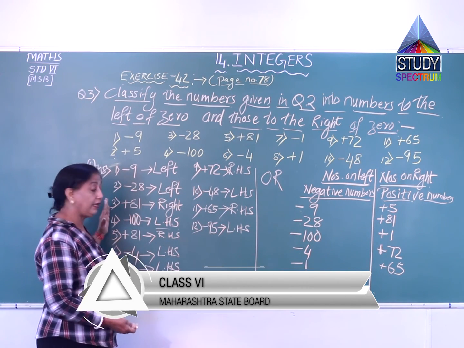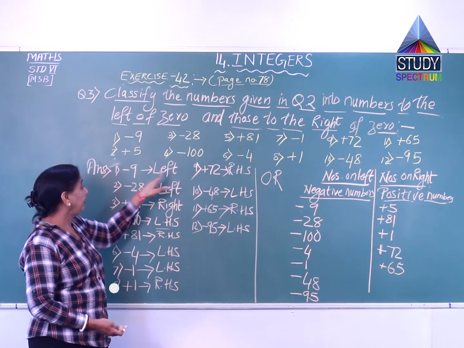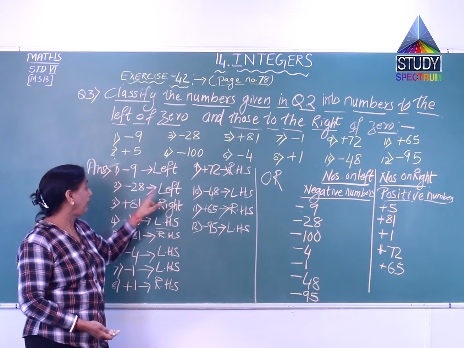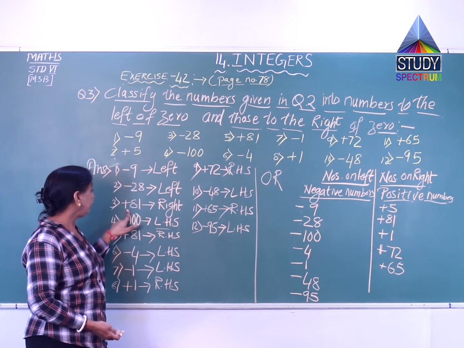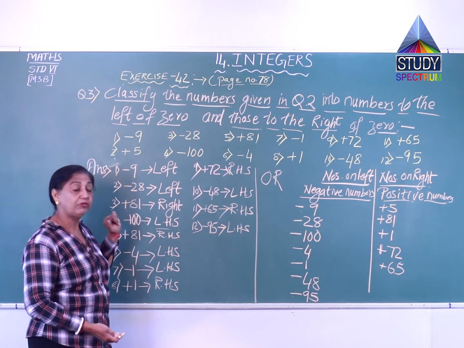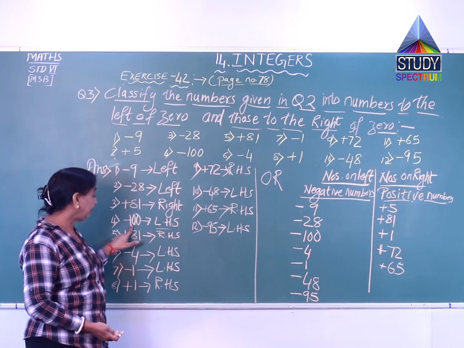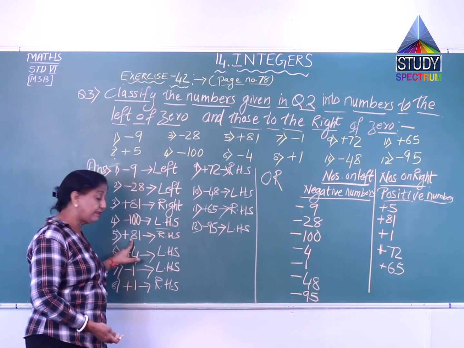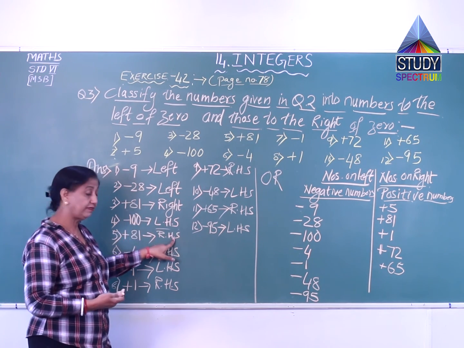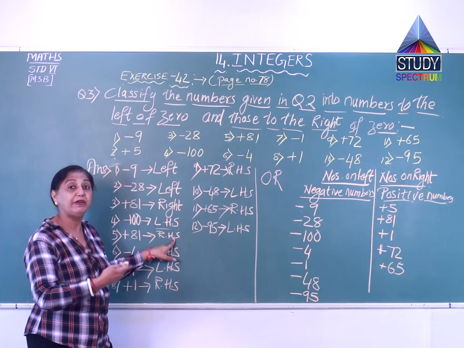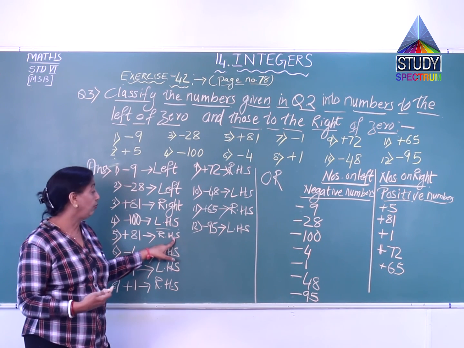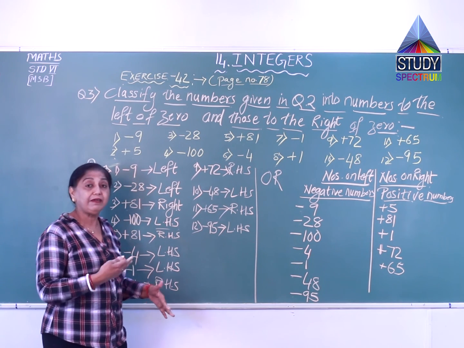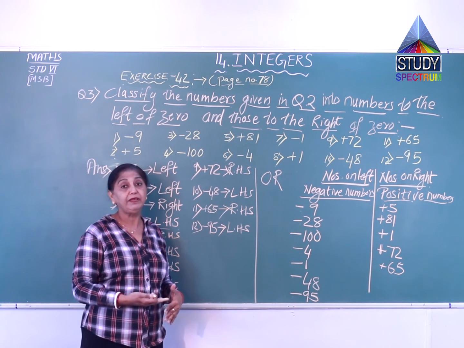So that is one way to write the answer, and the other way was like this. Minus 9, left. Why? Because it is negative. Minus 28, again left. Why? Because it is negative. Plus 81, right. Why? Because it is positive. Again, if a minus sign is there, it will be on the left hand side. If a positive sign is there before the number, then the right hand side, because positive numbers lie on the right hand side of the 0. So this is the way you can solve this. Now let's move to the next question of this exercise.